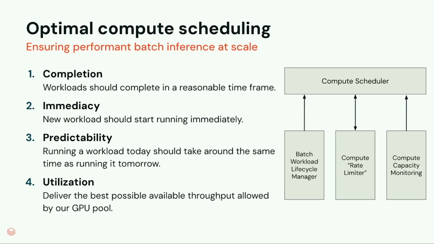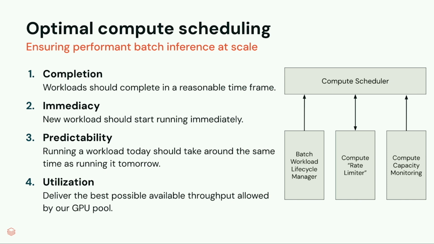And then third is predictability. We really want to make sure that the coordinator can run a workload today, and then if that same workload is run tomorrow, it's going to take a similar amount of time. This makes it much easier for our end users to estimate the data processing workflow. And then lastly is really just delivering good utilization so that we can have really high throughput, so that the end result is going to be really great customer experience.